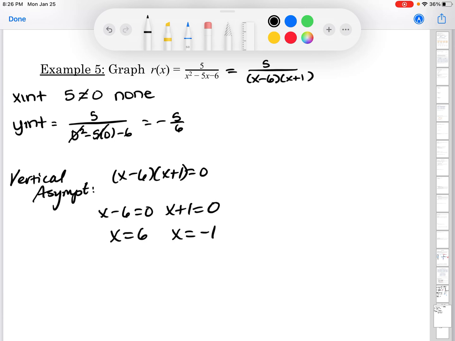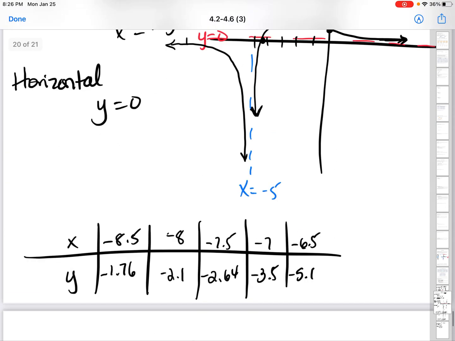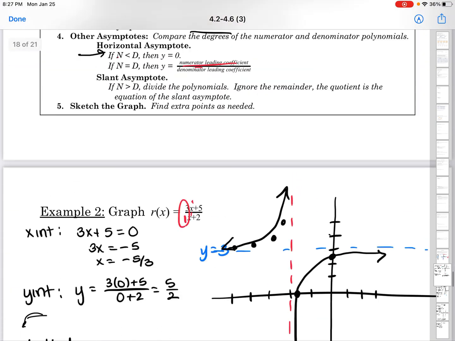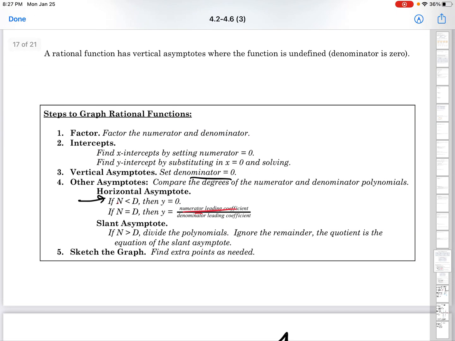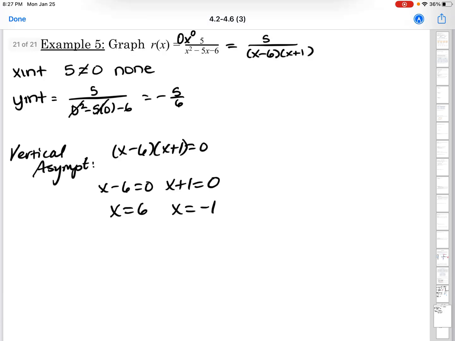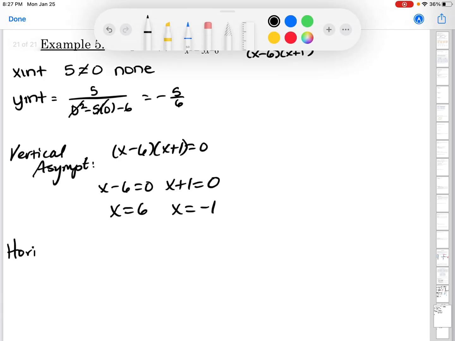Okay. And then lastly, we want to look at our degrees. So since there is no variable up top, technically that's x to the 0. So that's a degree of 0 up top. 2 is the degree of the bottom. So the numerator is less than the denominator, so we're going to use y is equal to 0. So our horizontal asymptote is y is equal to 0.